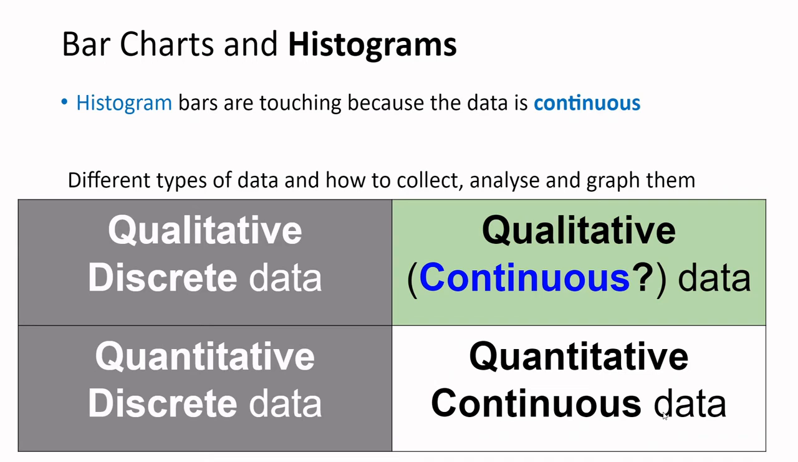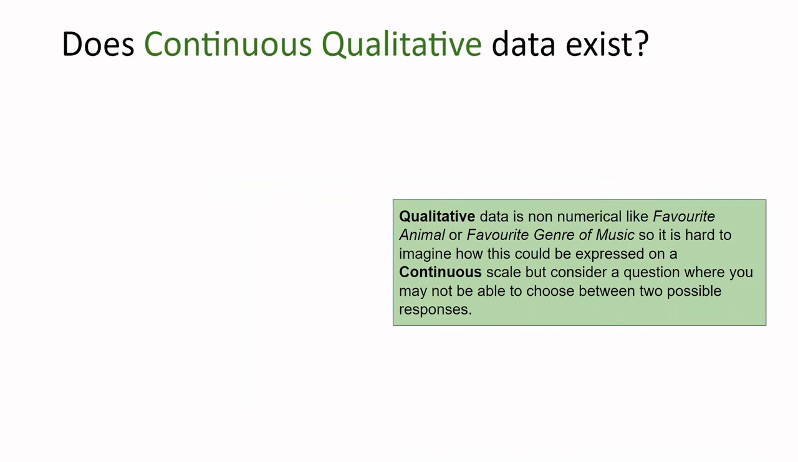Next, let's have a look at qualitative continuous data. Now, qualitative data, that's non-numerical data. And continuous data is generally thought of as decimal values, so numerical data. So is it possible to have qualitative data, non-numerical data, which is continuous? So it's not simply one response or another, but it could fall in between those responses.